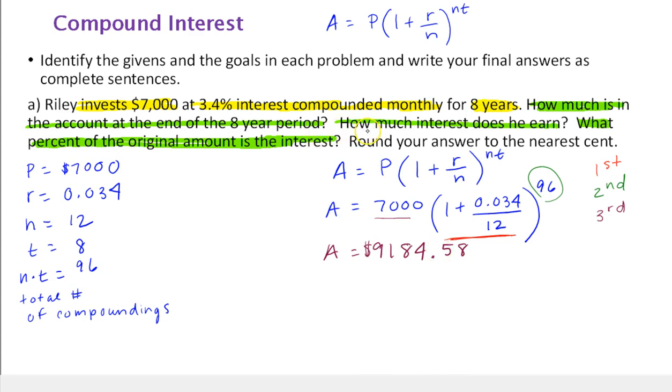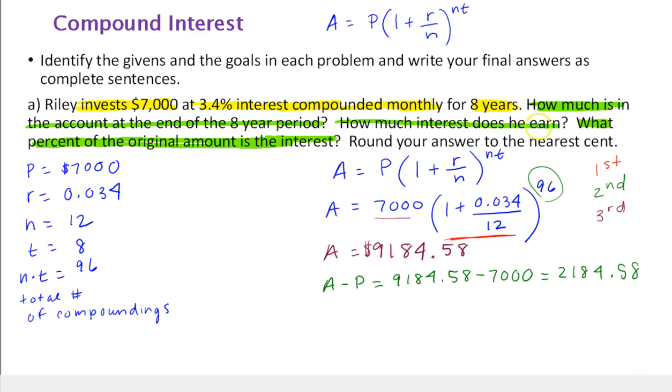Now the next question we're asked is how much interest does he earn? And we can compute this just like we did before. If we have the amount and the principal, we can just find the difference: the future amount minus the principal. So 9184.58 minus 7,000. Let's just do this in our head because this is a nice number. So it's going to be $2,184.58.